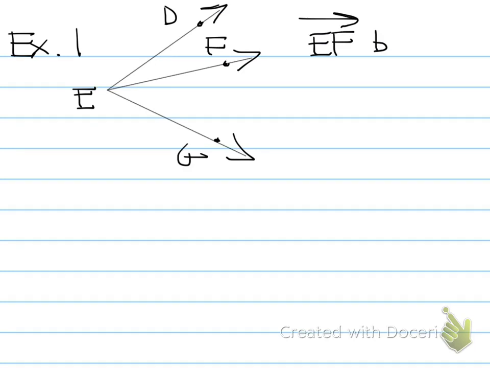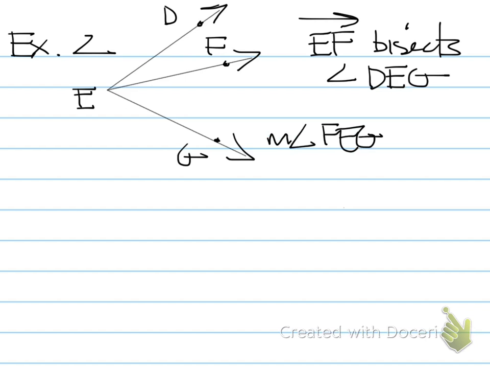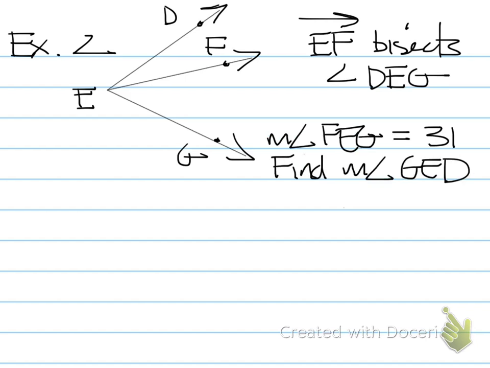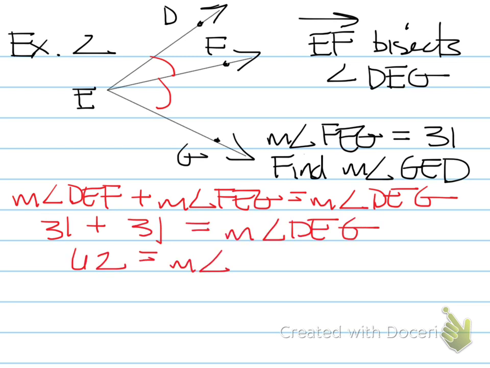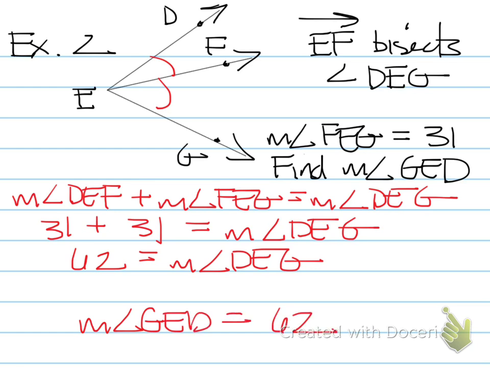In this example, we are told that ray EF, and in all the examples I believe, ray EF is going to bisect angle DEG. So the setup is going to be pretty much the same for all these examples. In this example, we're told the measure of angle FEG is 31, so I want to plug that in. Since FEG is 31 and FEG is congruent to DEF, I should have 31 plus 31 equals angle DEG. When I add those two together, I get 62 for the measure of angle DEG, which you can just rewrite another way as GED.